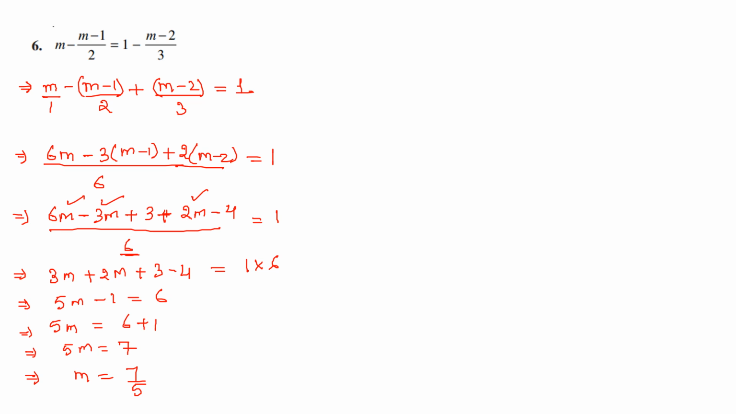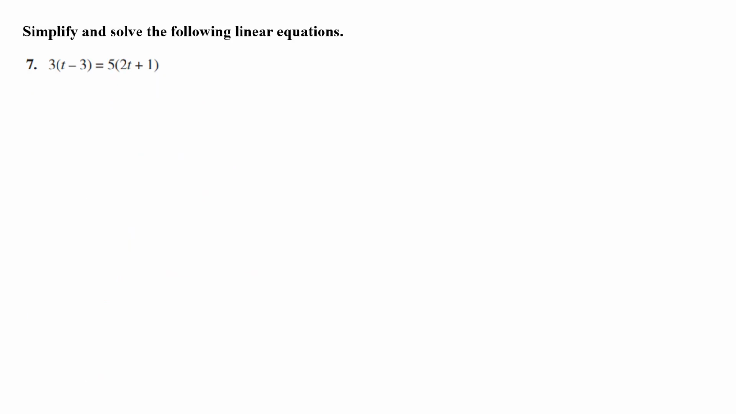So here you can see though the question is looking a little difficult, and it is in fractions also, if you follow step by step, easily you will get your answer. Now moving to the seventh question. Simplify and solve the following linear equation. So the seventh one is given: 3 times t minus 3 equal to 5 times 2t plus 1. So these questions are quite easy.